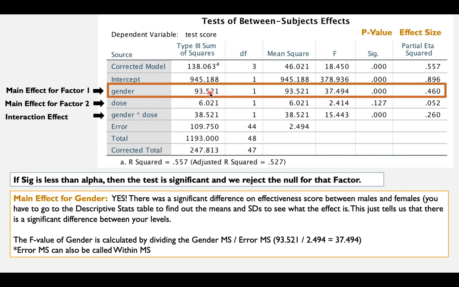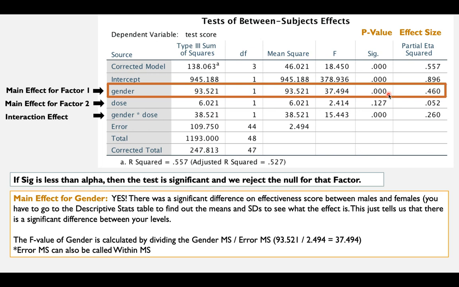We took its sum of squares divided by 1, which gives us the same number again. And then we took this mean square and we divided by 2.494, the mean squared of error, to produce an F of 37.494. This is a very large F. Our significance value is below our alpha of 0.05. And so we are significant. It appears that there is a significant difference in the effectiveness of the medication based upon one's gender.